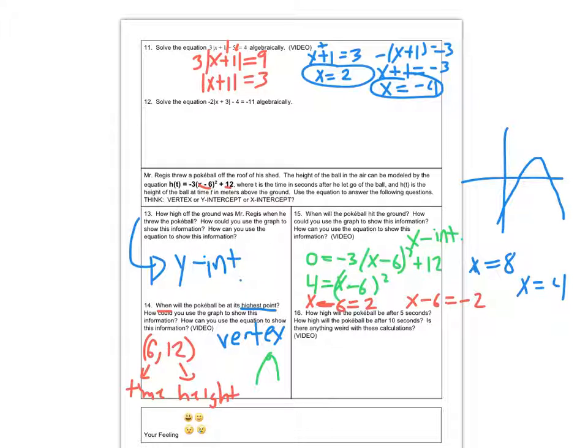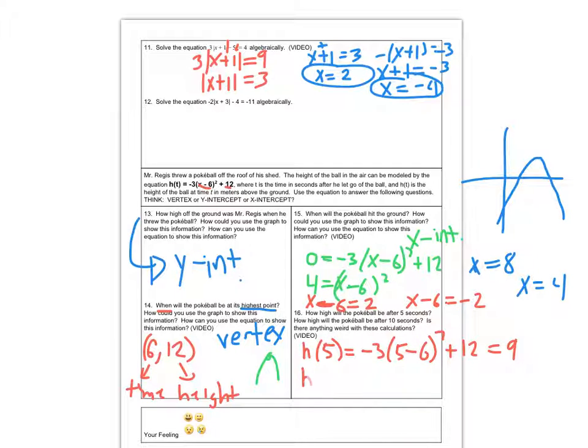How high will the Pokeball be after 5 seconds? That means we're plugging 5 into the equation. So h of 5 is equal to negative 3 times 5 minus 6 squared plus 12. 5 minus 6 is negative 1, squared is 1, times negative 3 is negative 3. We'd have 9 meters.